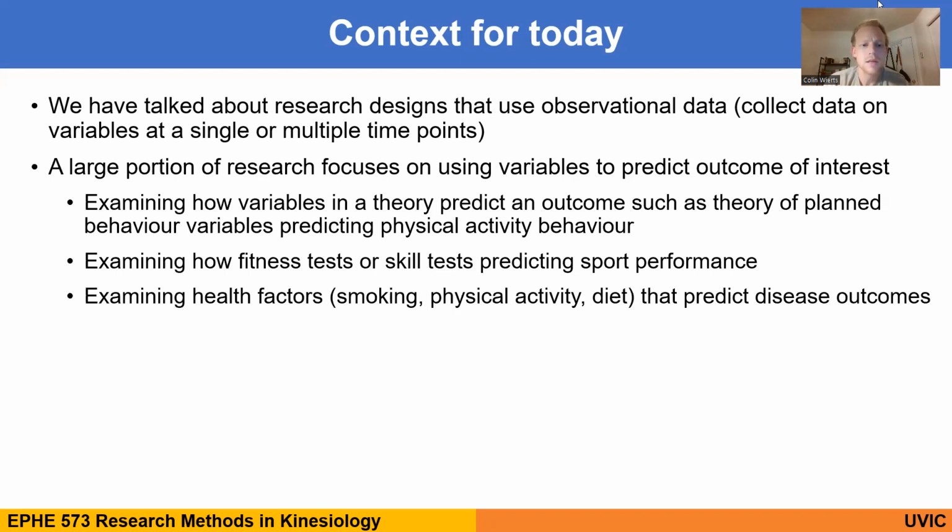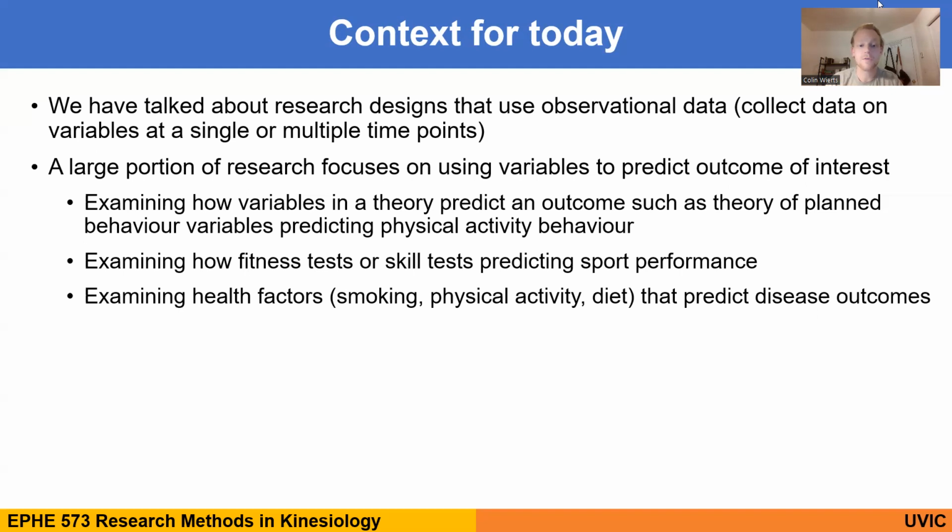So some examples are we might examine how variables in a theory predict an outcome of interest. So we might have some sort of theoretical model that explains how variables are supposed to be related to one another. For example, the theory of planned behavior is a basic theory of why people engage in particular behaviors. And we might take those variables that the authors of theory of planned behavior are supposed to predict or promote behavior, and we might measure them and then see, do they explain variation in an outcome of interest, something like physical activity behavior, smoking, diet, whatever it might be.